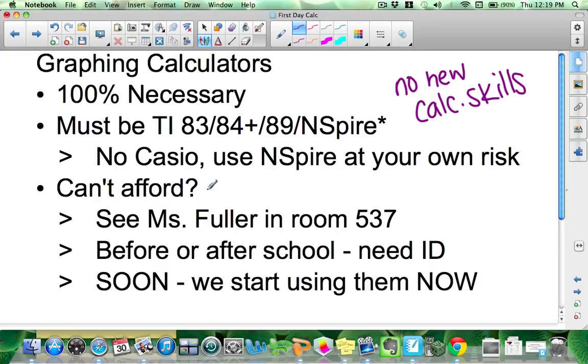If you cannot afford a graphing calculator, okay, take care of this soon. Usually it's me that checks out the graphing calculators, but since I'm not there, Ms. Fuller is kindly taking care of this for me. You can see her in room 537 before or after school. Please do not go during the class change. That is a terrible idea. And you'll need your student ID because you have to check it out like a library book. And do please get those soon because we're going to start using them this week, really.